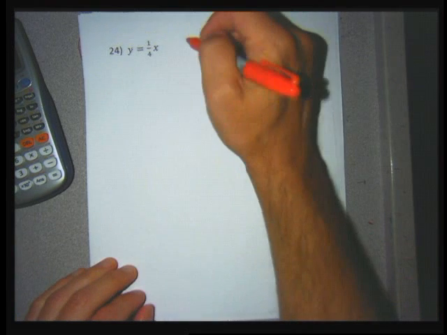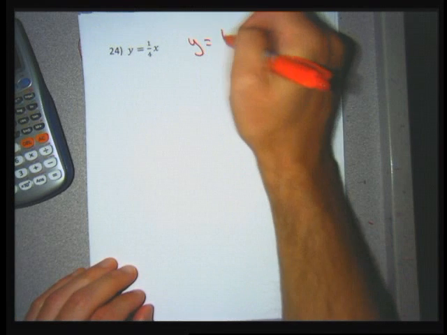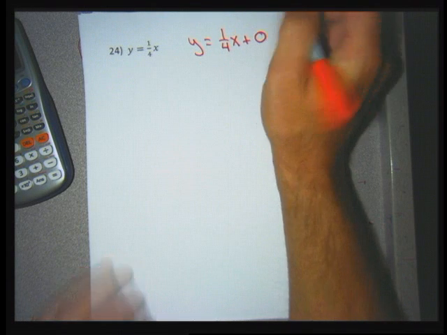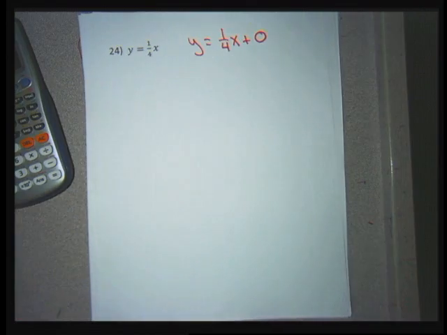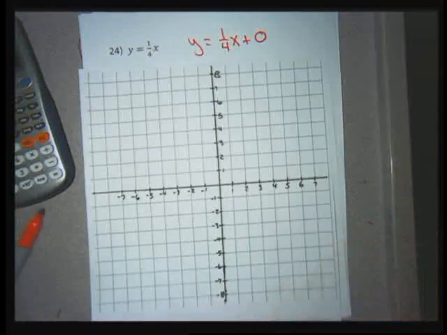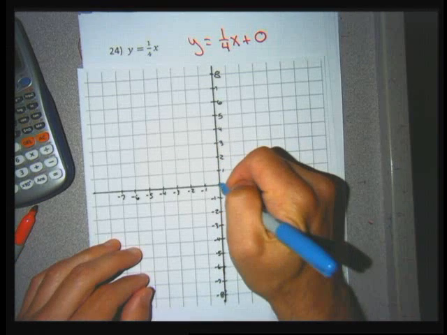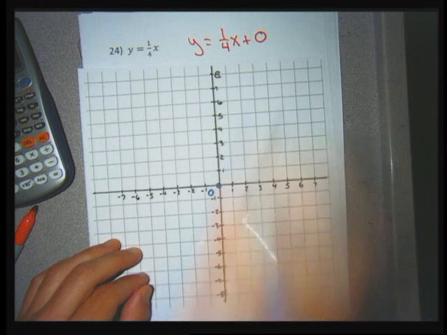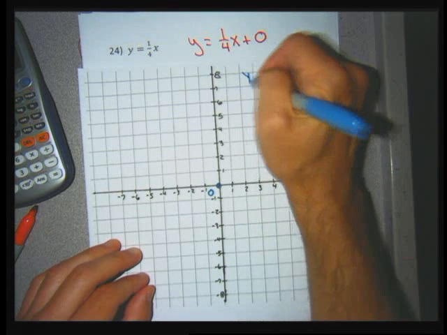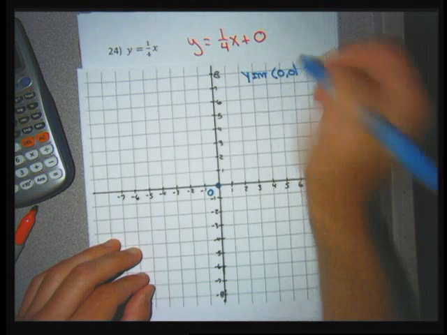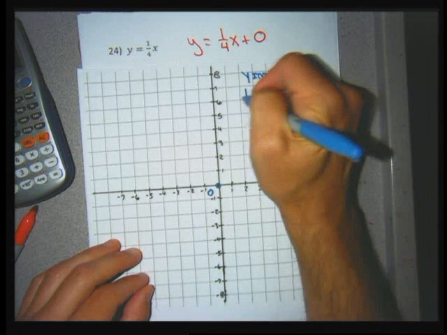I have to think of 24 as y equals 1/4 x plus 0. If there's no number after, there's no b, the b is 0. And I'm going to start off problem 24 by plotting the b, and the b is 0. So in this particular case, the y-intercept, or at least the b, is 0.